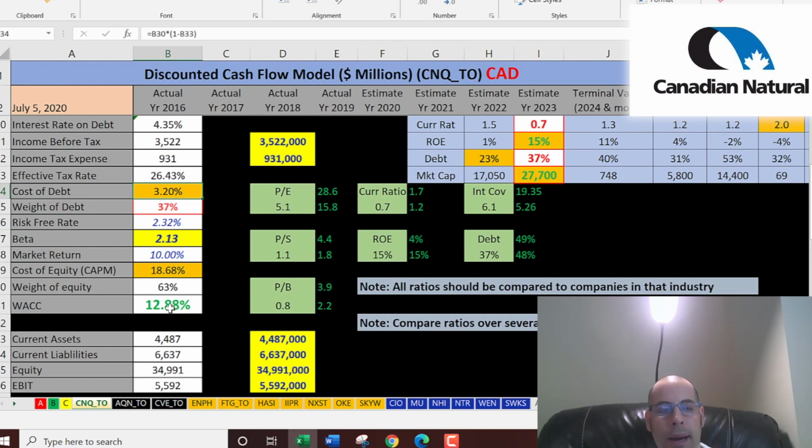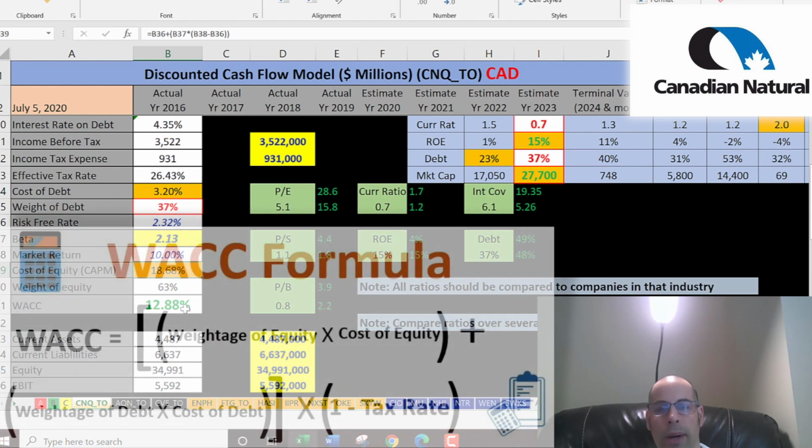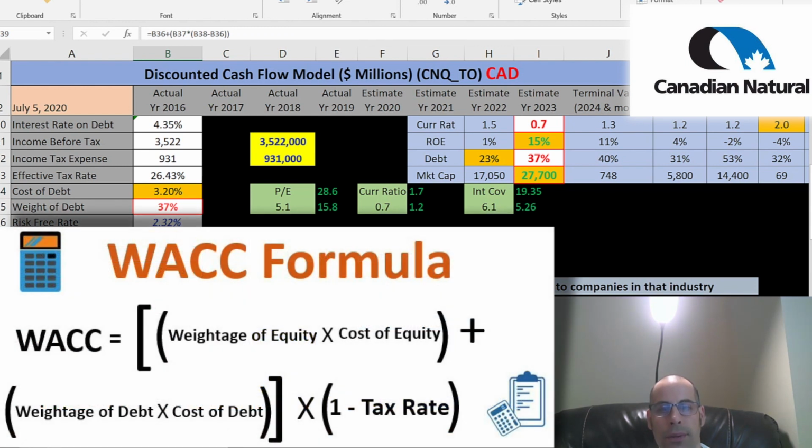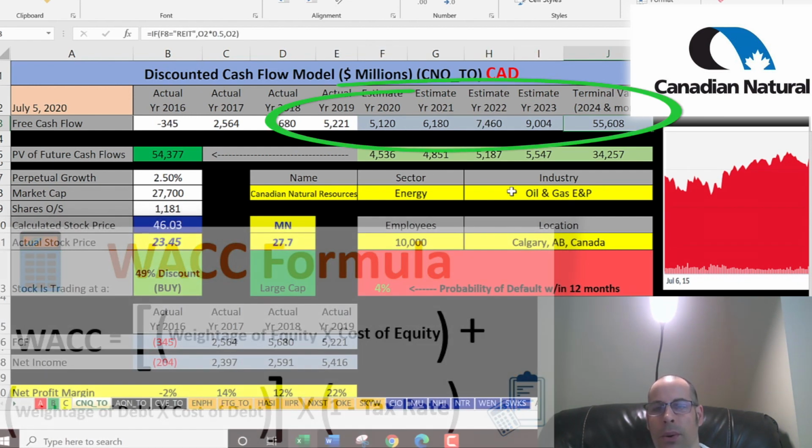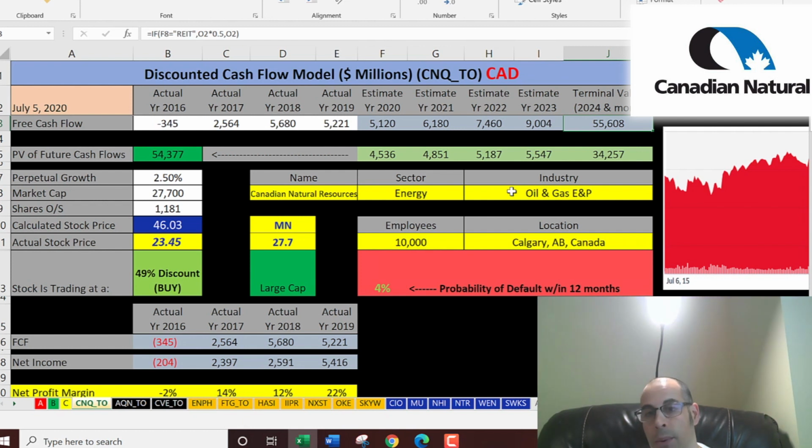So to get the weighted average cost of capital, you combine the cost of debt with the cost of equity, and you get 12.9%. And that's a discount rate we're going to apply to the future cash flows. So we estimated 4 years of future free cash flows. We also did a terminal value, which is all years past year 4. We discounted those numbers back to today's values.